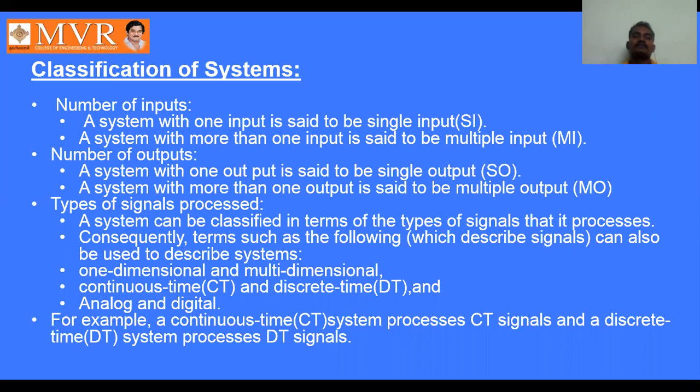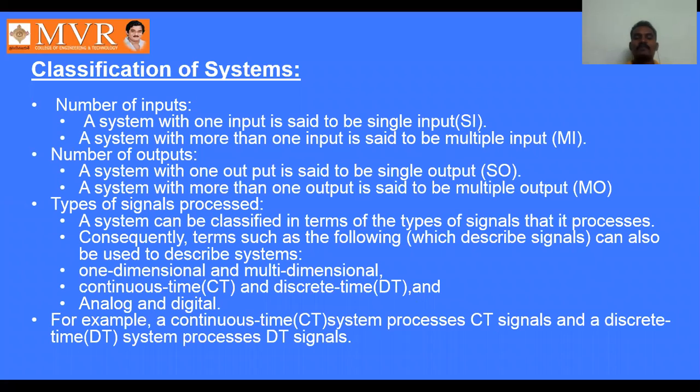Then, types of signals processed. A system can be classified in terms of the types of signals that it processes. Consequently, terms such as the following, which describe signals, can also be used to describe systems: one-dimensional and multidimensional systems, continuous time, that is CT, and discrete time, DT, and analog and digital. For example, a CT system processes CT signals, and a DT system processes discrete signals.